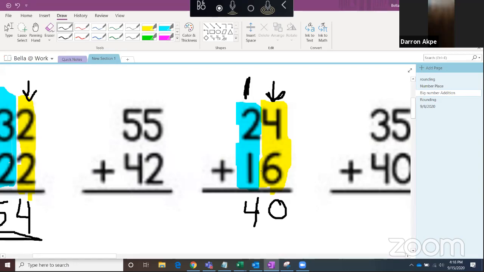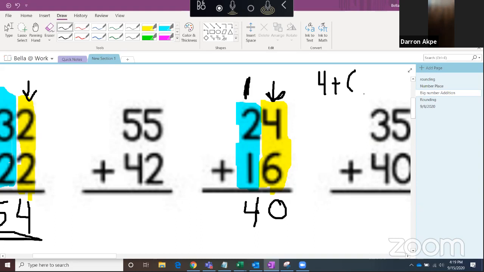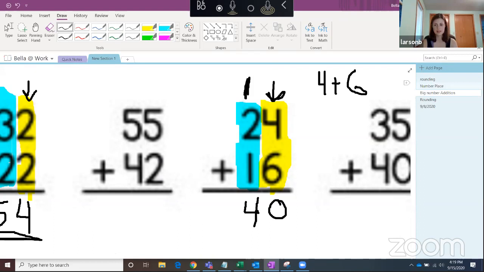The one that says 4 plus 6. So we have a 4 plus 6. What number does 4 plus 6 equal? If we're just doing that problem, what is 4 plus 6? Use fingers, Darren. 4 plus 6 is 10.